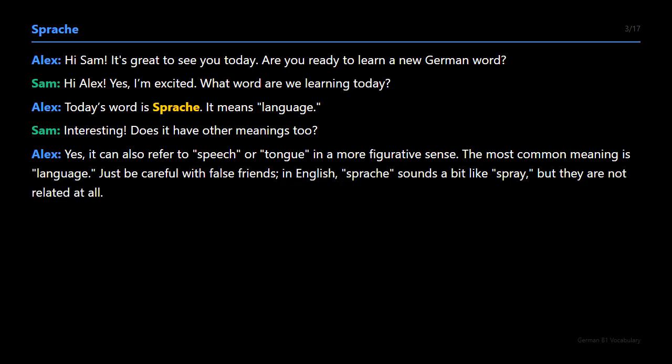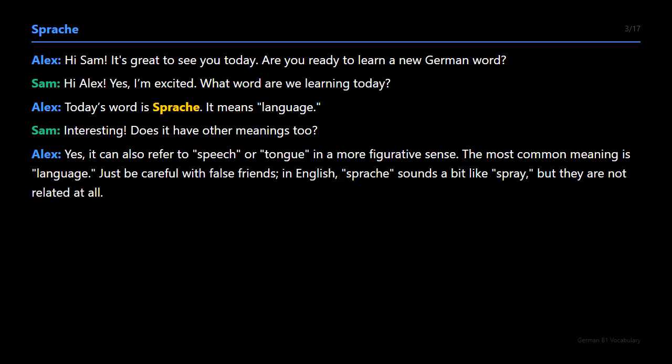Today's word is Sprache. It means language. Interesting. Does it have other meanings too? Yes, it can also refer to speech or tongue in a more figurative sense. The most common meaning is language. Just be careful with false friends. In English, Sprache sounds a bit like spray, but they are not related at all.